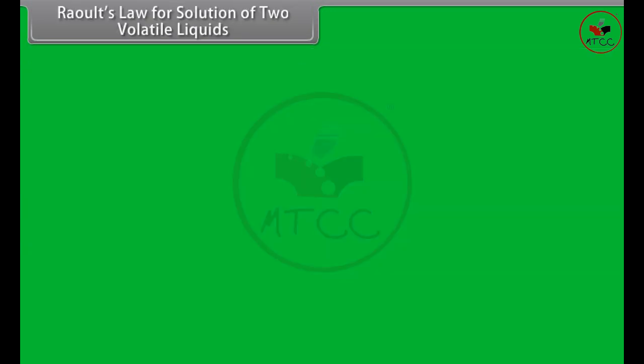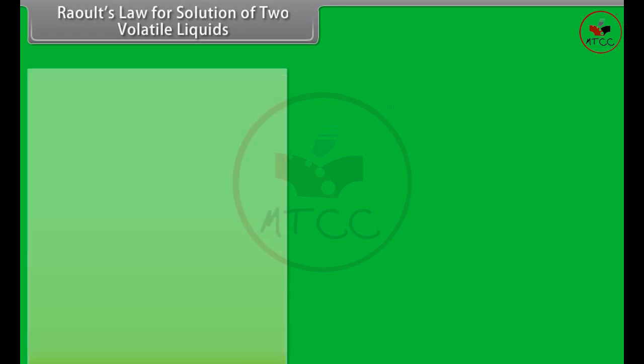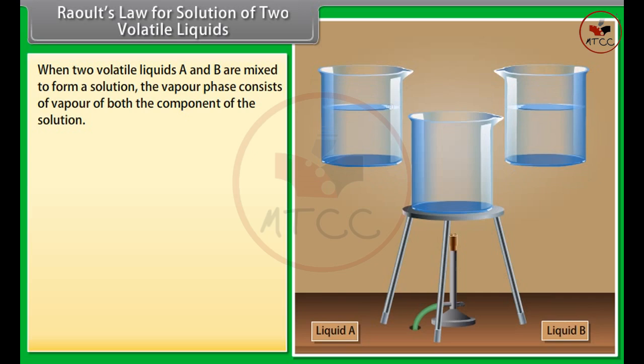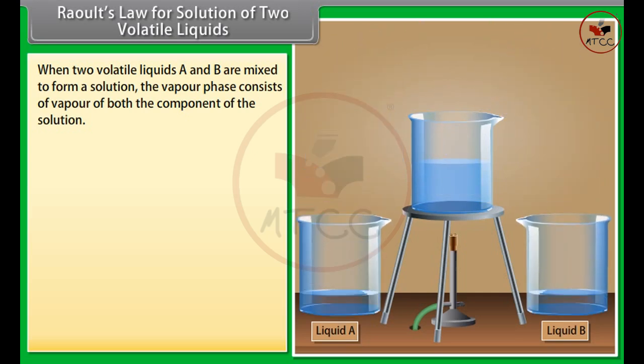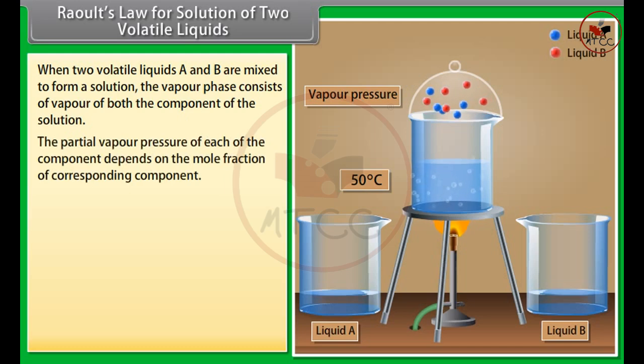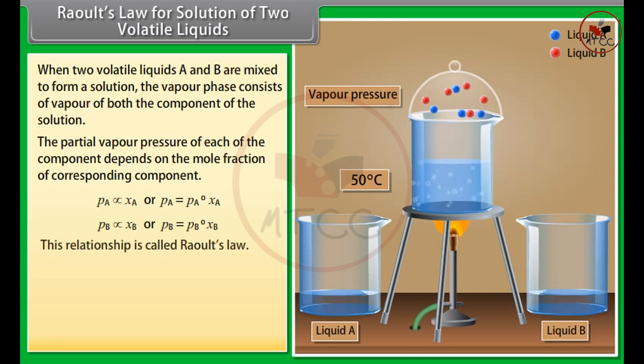Raoult's law for solution of two volatile liquids. When two volatile liquids A and B are mixed to form a solution, the vapor phase consists of vapor of both the components of the solution. The partial vapor pressure of each of the component depends on the mole fraction of corresponding component. PA = PA⁰ XA, and PB = PB⁰ XB. This relationship is called Raoult's law.